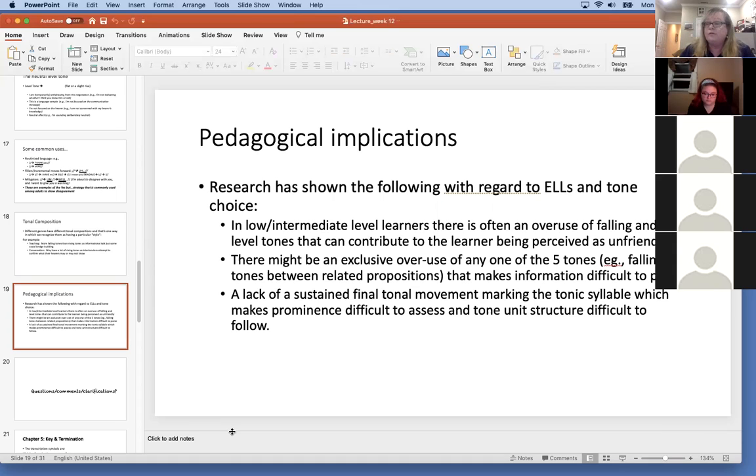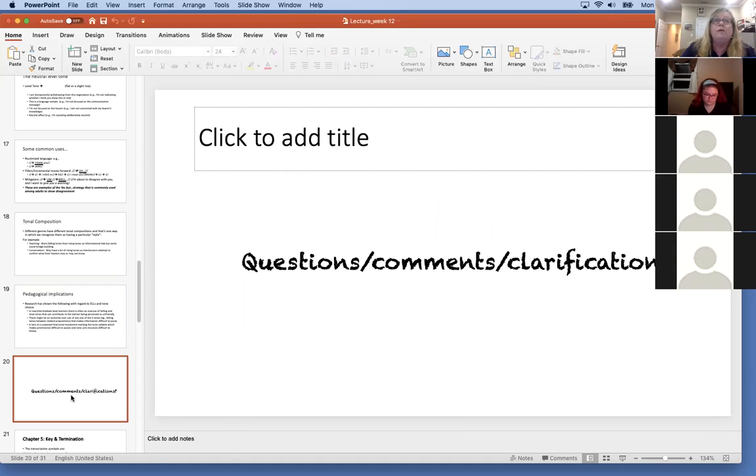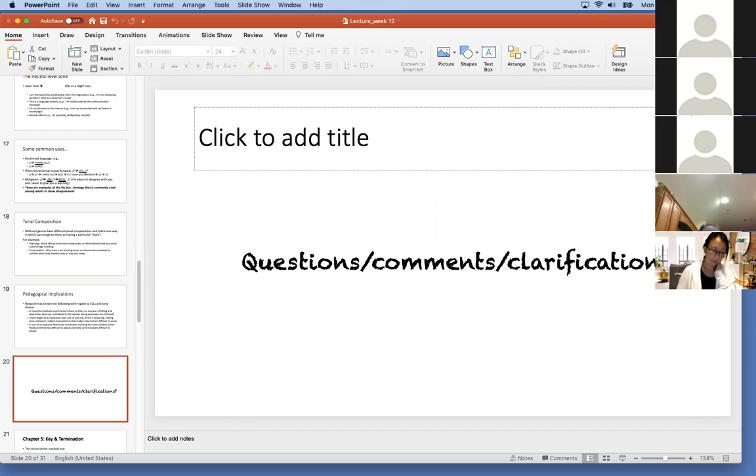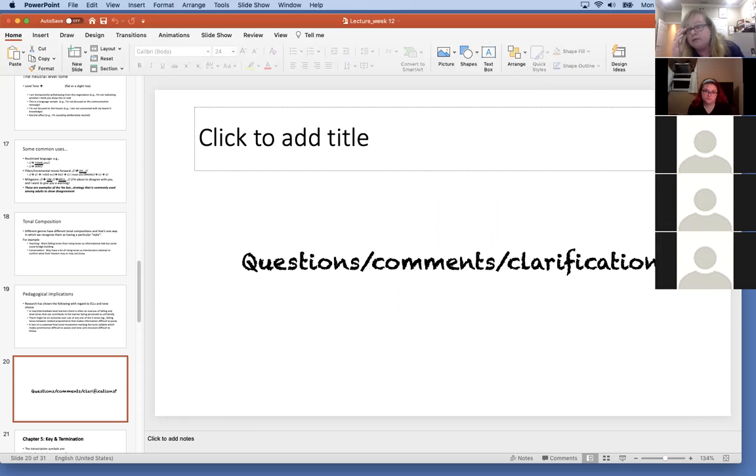Okay, so that's a brief run through of chapter 4. Does anyone have any comments or clarifications or questions on that? Anyone have any thoughts about noticing any tone choices? Do any of these things sound familiar or not familiar?